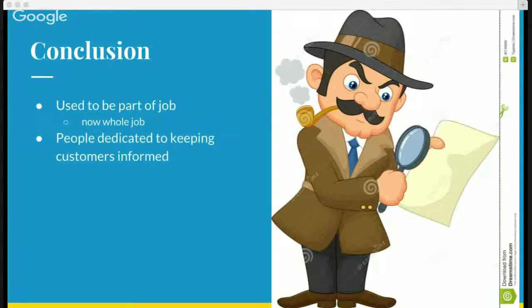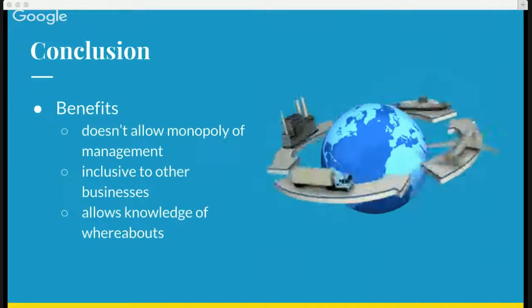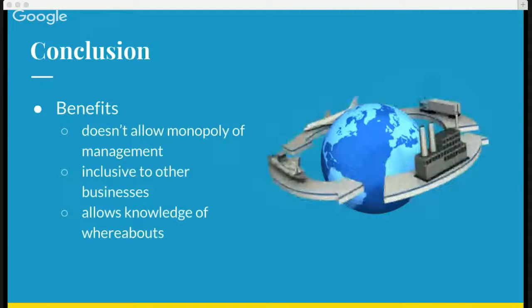So to recap then versus now, it used to be part of a job, and now it's a whole job, because people are dedicated to letting customers know where their information and where their packaging and where their product is coming from and where it's going to. So you always want to know when your product was made, where your product was made, what it's made with, and this is all dealing with supply chain management. So it's very beneficial to not only the customer but the company.